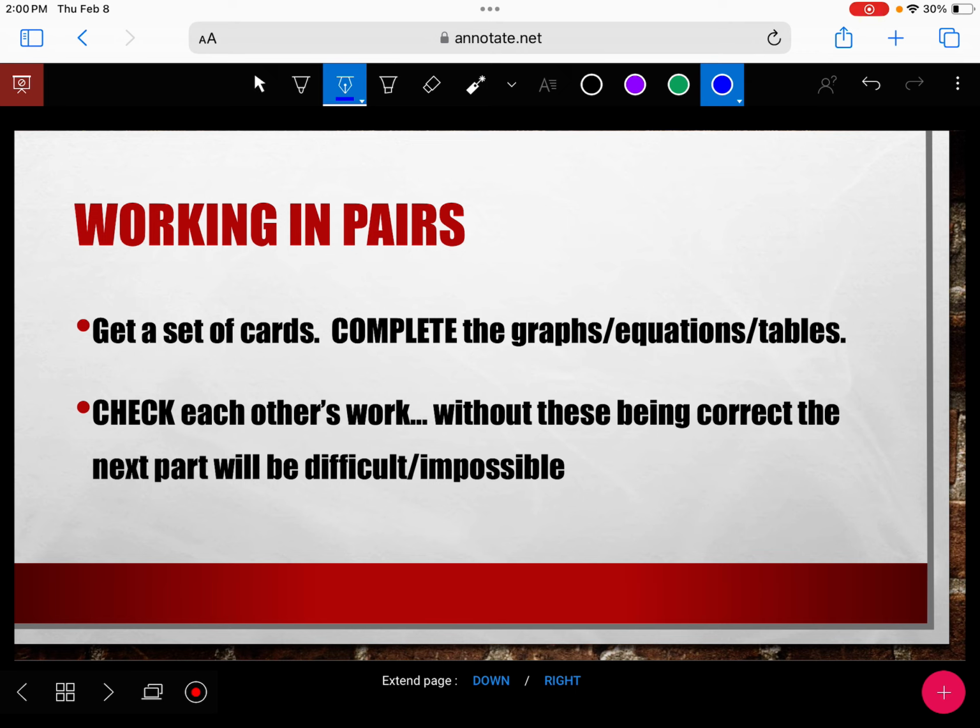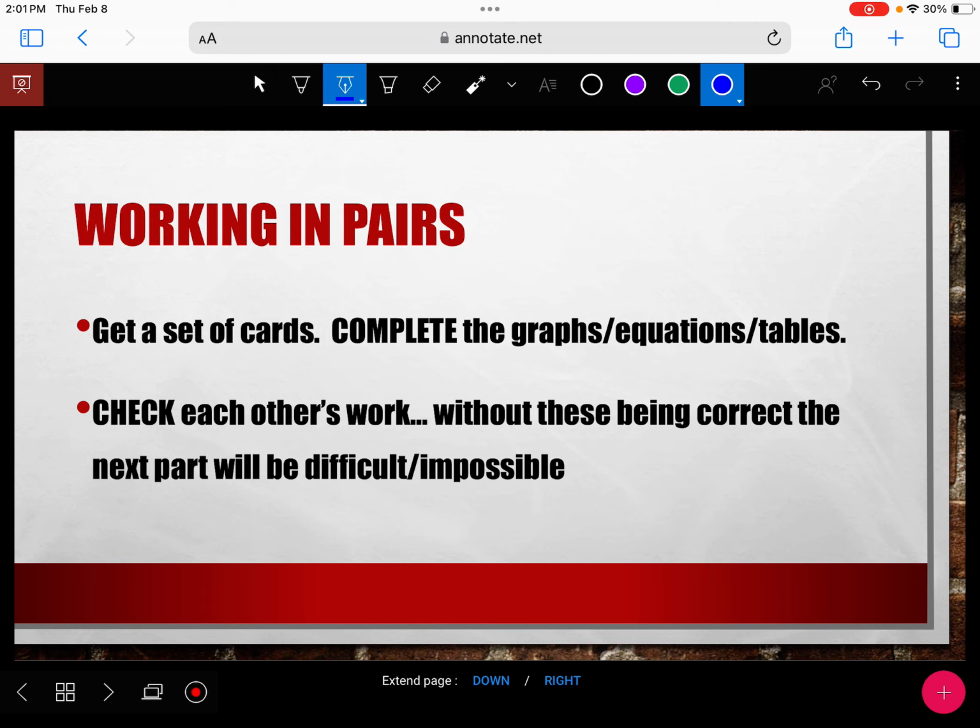So what we have on our cards for today and tomorrow, you're going to get a table, a graph, and an equation. Often you will not get all three because you need to fill them in. So you're going to get 6. There's 2 on each page, so you're going to need to cut them apart. And then tomorrow, we're going to connect them up.